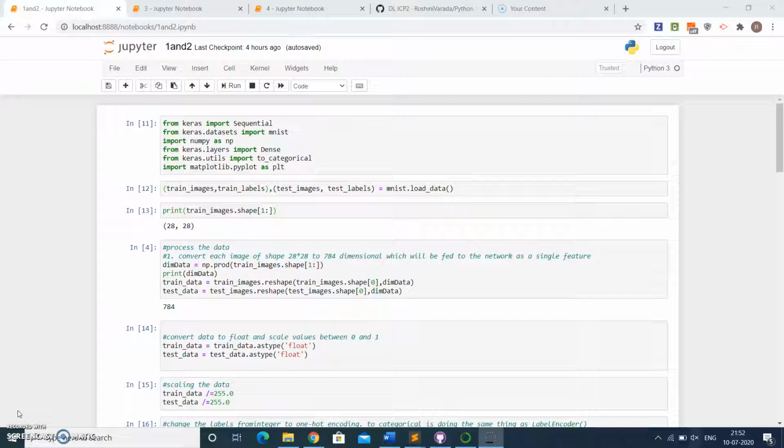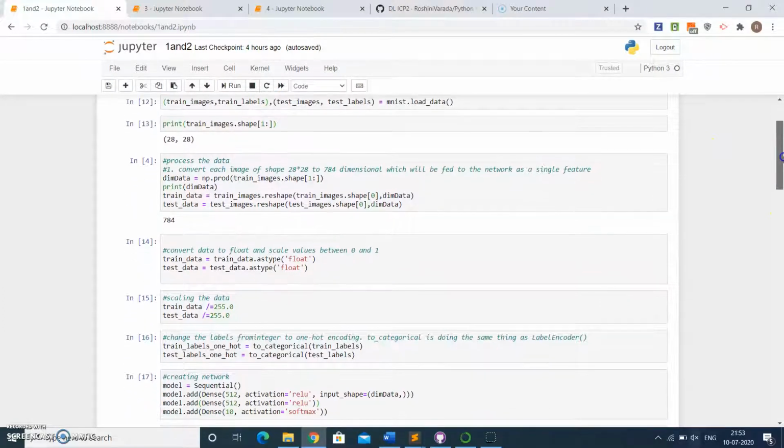The first objective is using the history object in the source code. We are going to plot the loss and accuracy of the training data and also the validation data. The first step is importing all the required libraries, and the next is loading the data. Then we are going to process the data, converting each 28 by 28 shape to a 784-dimensional single feature. And we can see that the dimension of the data is 784 here.